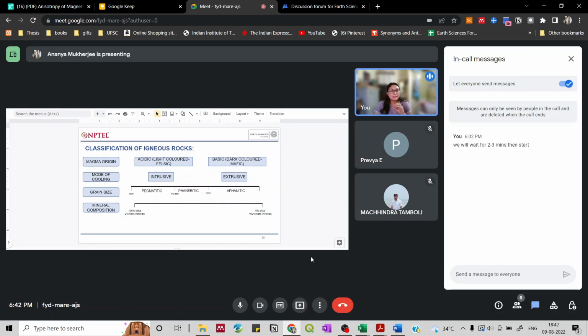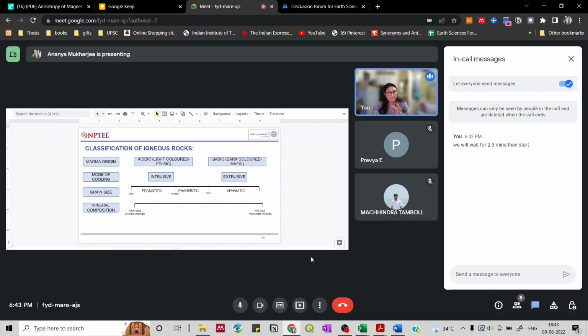Now, acidic magma usually creates lighter colored minerals, which together form lighter colored rocks. Basic magma usually has darker colored minerals, and that is why they're called mafic rocks. Mode of cooling: if the magma has come out of the earth's surface in the form of lava and cools on the surface of the earth, it is an extrusive igneous rock. If the magma cools inside the earth, it is called an intrusive igneous rock.